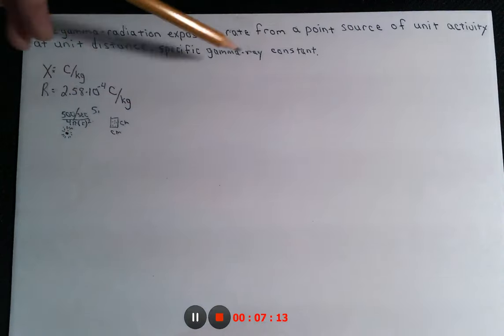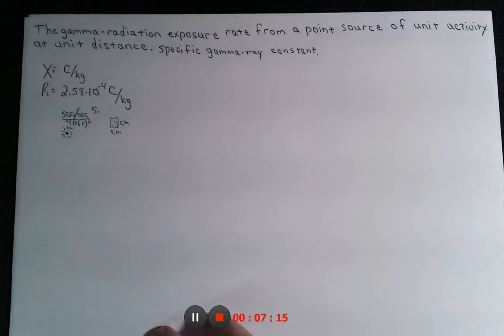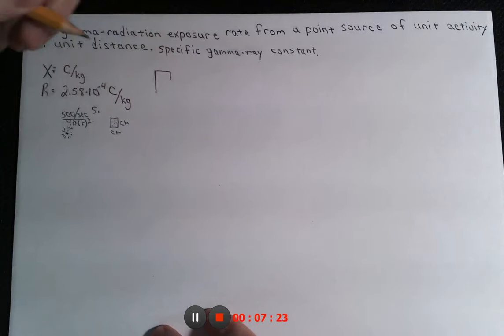The next thing to understand is we're talking about unit activity at unit distance. So the units for this specific gamma ray constant, the symbol that's usually used is the Greek letter capital gamma. Since we're dealing with exposure, we're going to stick with Roentgens. You'll see these are typically Roentgen per hour, meters squared per curie.